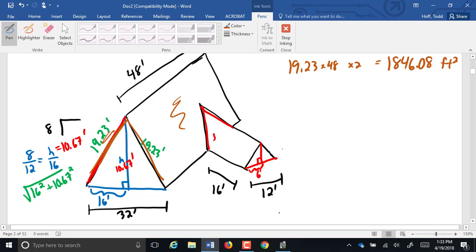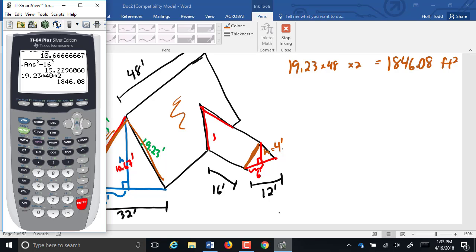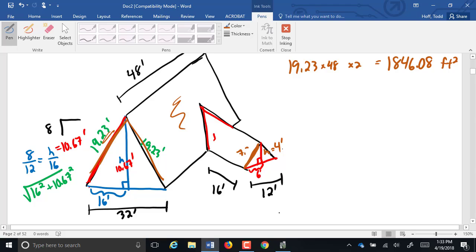This height here, if I do 8 over 12 equals h over 6, I get, oops, not 3 feet, I get 4 feet of height. There, right? So then this slope length is the square root of 4 squared plus 6 squared, or 7.21 feet on both sides. But I know this is 16 to here, but I don't know what this length is. I need to know that length of that ridge.